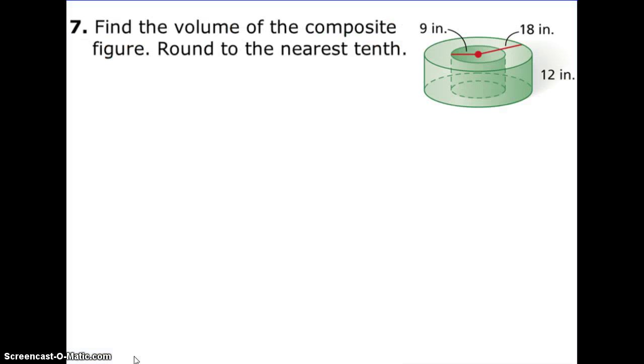Alright, here is a composite figure, meaning that there are multiple shapes inside of each other. First, you have a larger cylinder with an inside cylinder cut out of it. So I want you to find the volume of this composite figure. Pause and give it a shot. I'll give you a hint. You need to subtract the two volumes.